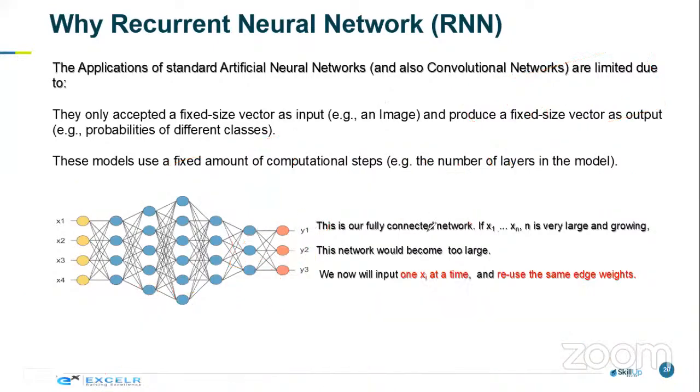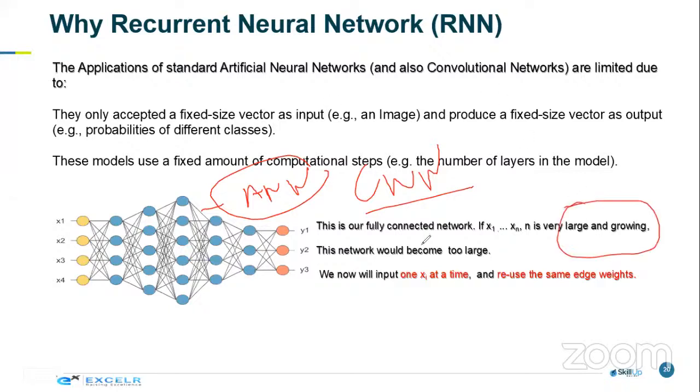And that kind of complexity will be created when I'm trying to use an artificial neural network, or for that reason, any CNN neural network. So in order to avoid that kind of complexity, a very large and growing neural network, the RNN helps us.